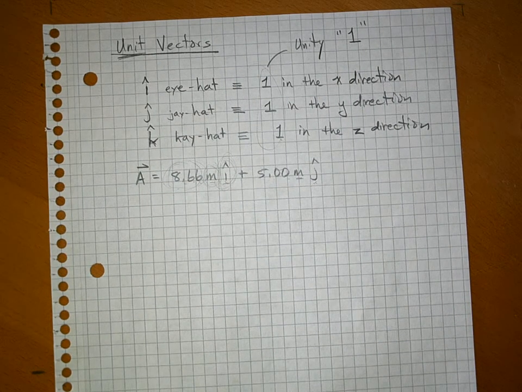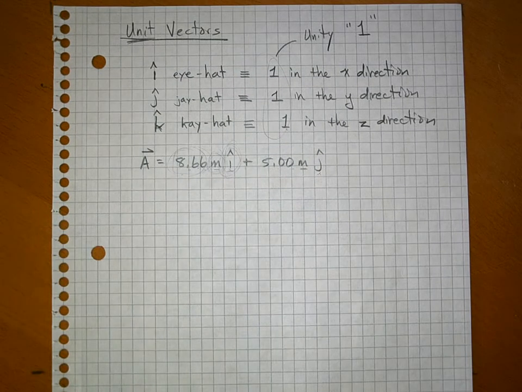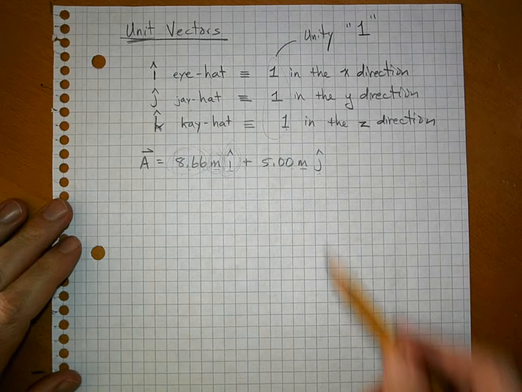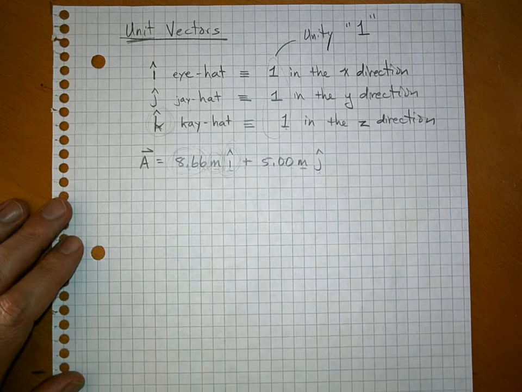Now, vectors exist in 3 dimensions, but in this case we chose A and B vectors to be just in the x and y direction, but it's very easy to extend this to the z direction, and z direction is shown with this k hat vector.